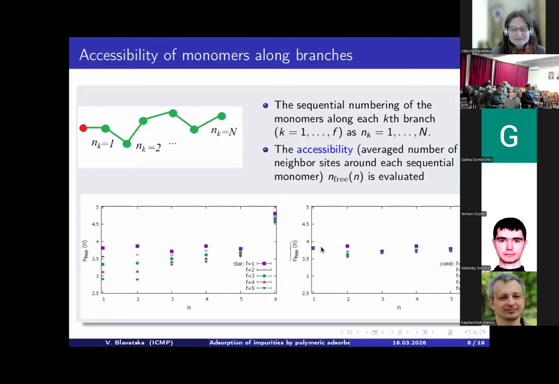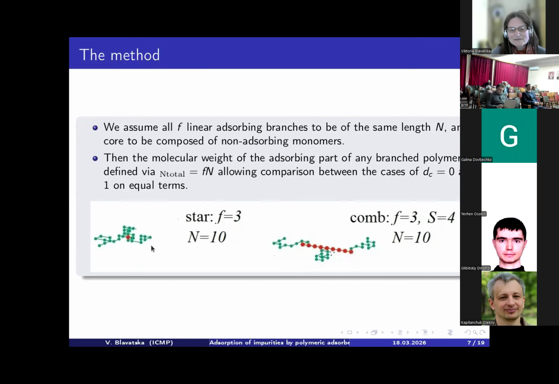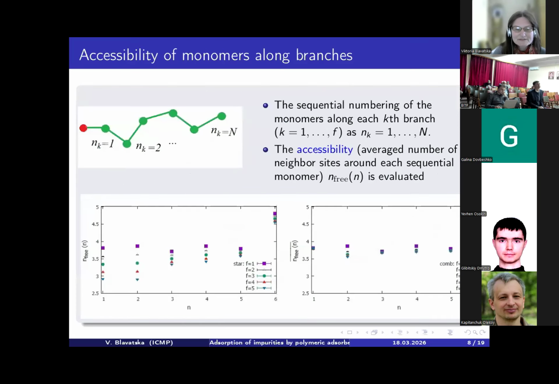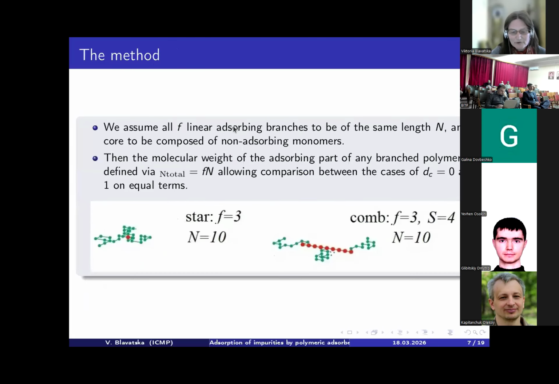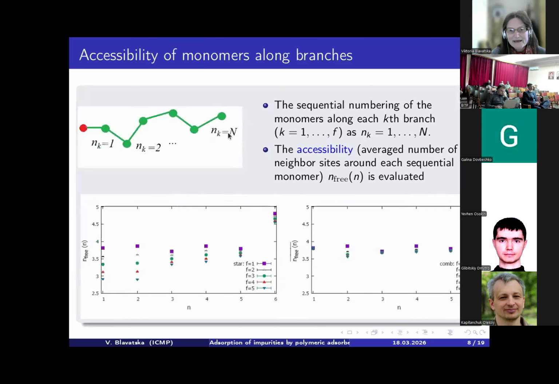So what we are interested in, this structure will serve as flocculants for adsorbing some pollutants from solution. But first of all, let us analyze a little bit the efficiency of this structure. What we are considering here is a presentation of one of the branches of either a star-like or complex structure, which has length n. And we are interested in analyzing a quantity, let us call it accessibility. So what does it mean?